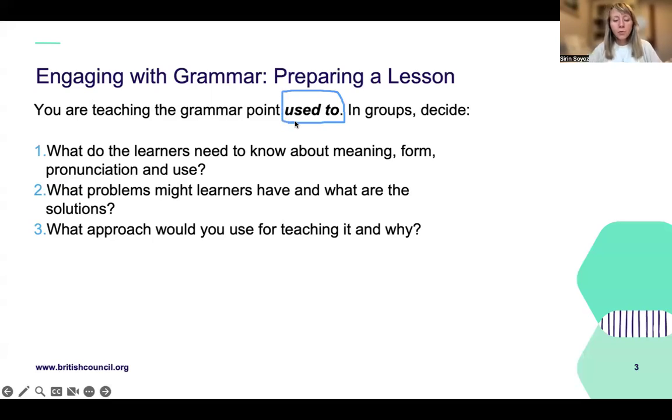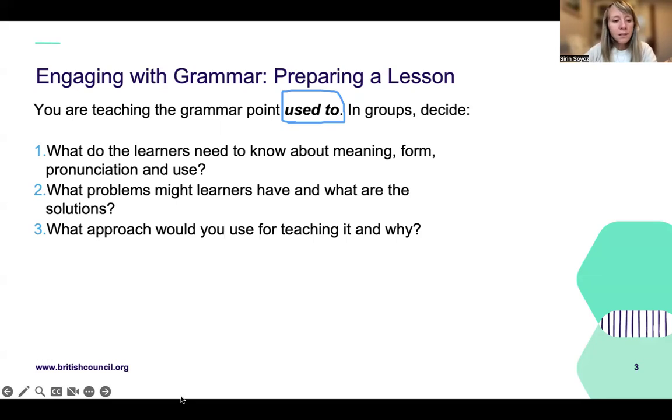Okay, so considering your learners' first language and the difficulties they might have, how do you teach used to? So let's share as a whole group here. Next activity, we can work in breakout rooms because I'm still waiting for some colleagues to join us.